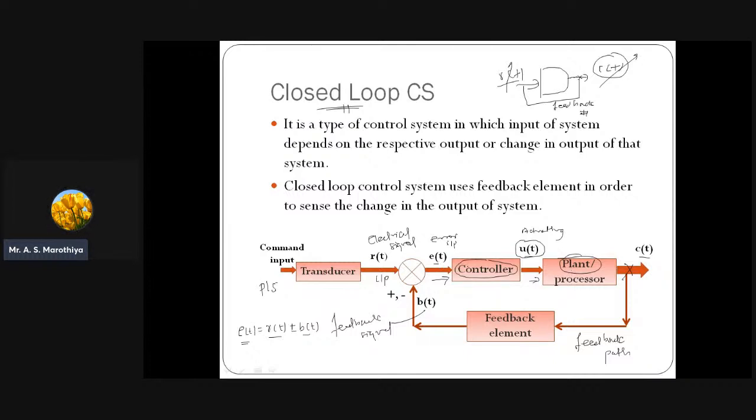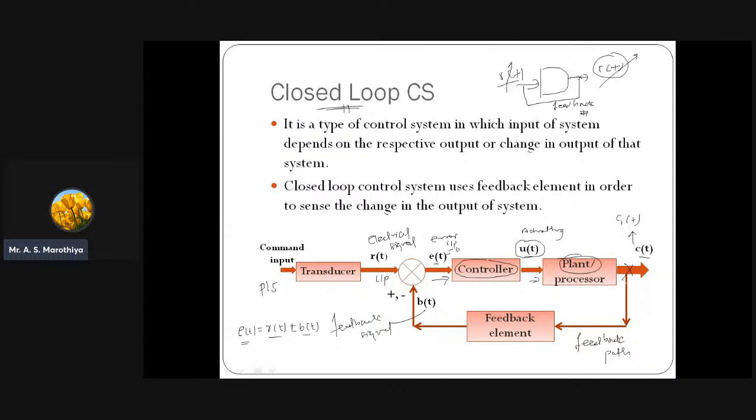Ultimately our objective is that if the system is running smoothly, then C of t is going to be equal to the desired controlled output. In that case the value of this error signal is going to be 0. The moment we have some kind of disturbance, maybe due to an internal source or an external source, the value of C of t is going to change to C1 of t.